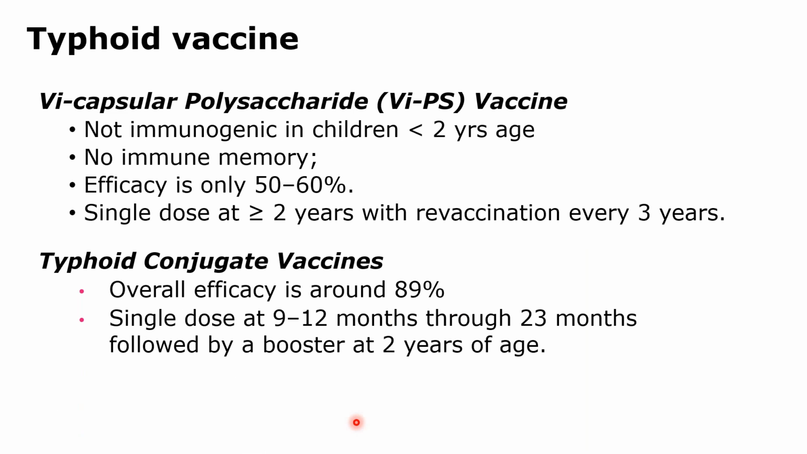However, nowadays a newer typhoid vaccine is available, just like the pneumococcal conjugate vaccine. You have the typhoid conjugate vaccine, which is available these days. And the overall efficacy is around 89%. And what is recommended is a single dose at 9 to 12 months. Okay, and you can give it up to 23 months, followed by a booster at 2 years of age.